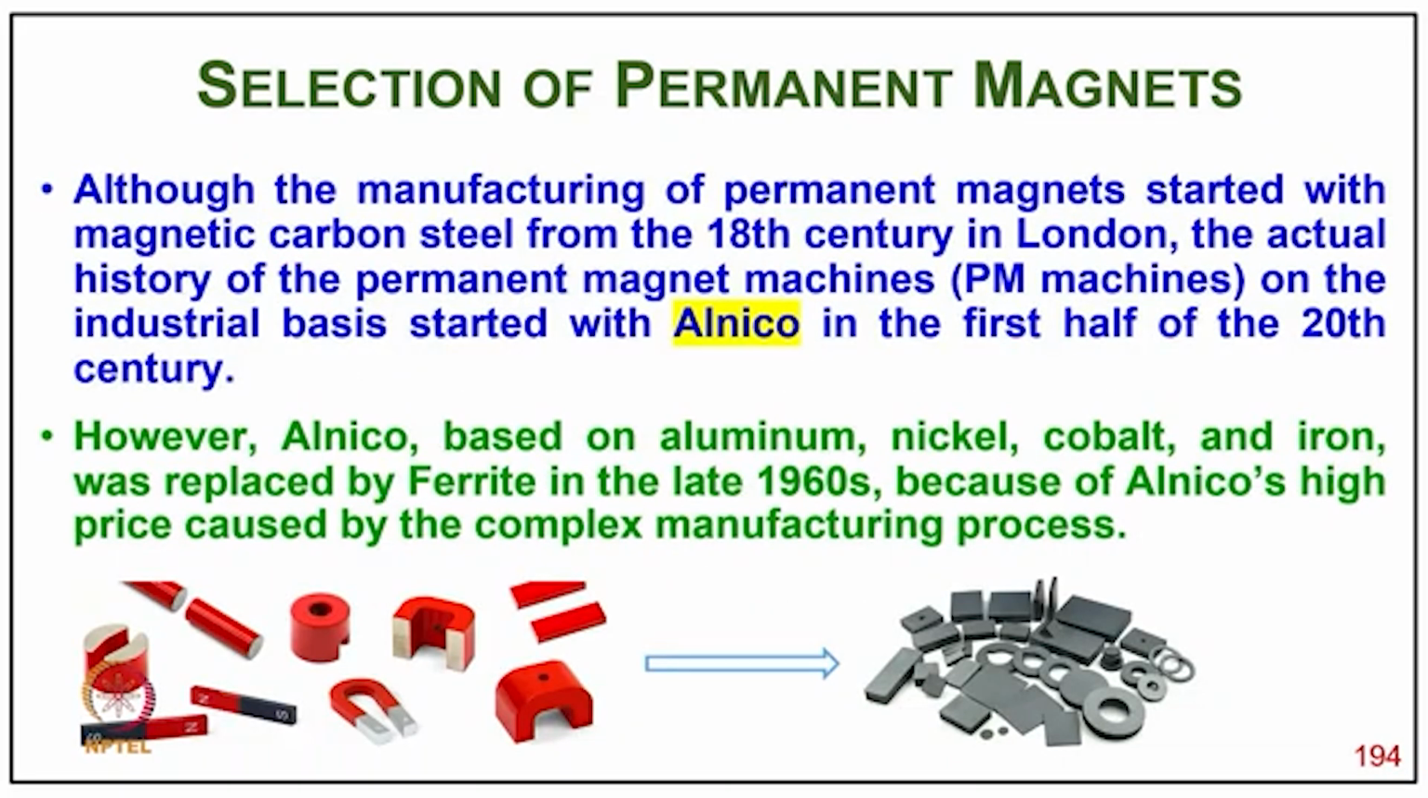Although the manufacturing of permanent magnets started with magnetic carbon steel from the 18th century in London, the actual history of permanent magnet machines on an individual basis started with Alnico in the first half of the 20th century. Alnico, based on aluminum, nickel, cobalt and iron, was replaced by ferrite in the late 1960s because Alnico has a high price caused by the complex manufacturing process.